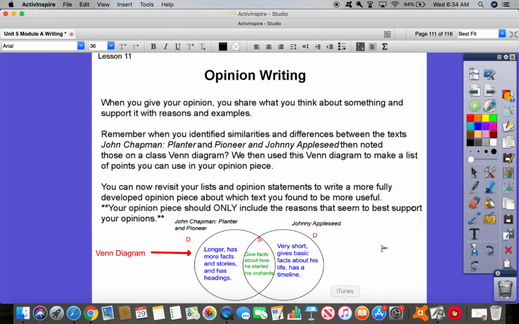So here's our Venn diagram. If you remember, what's on the outside is how the two texts are different, and then in the middle is how they are the same. John Chapman, Planter and Pioneer is longer, has more facts and stories, and has headings for a text feature. Johnny Appleseed is very short, gives basic facts about his life, and has a timeline for its text feature. They're the same because they give facts about how Johnny Appleseed started his orchards.